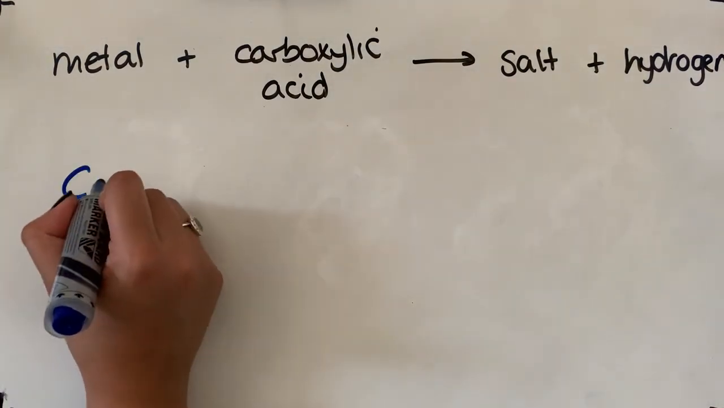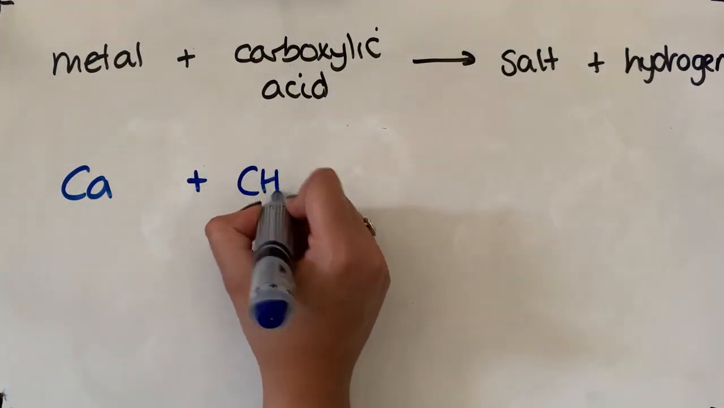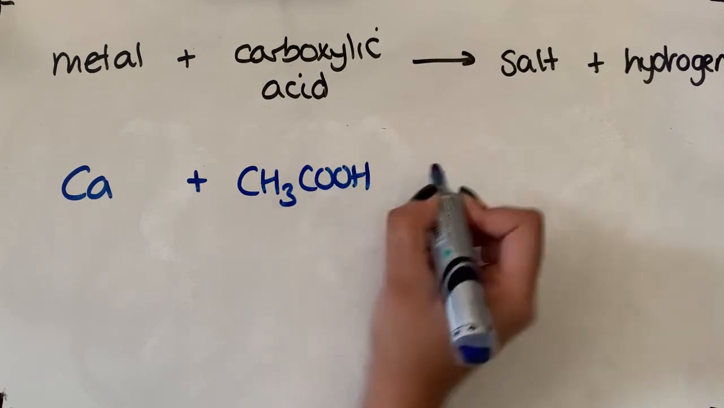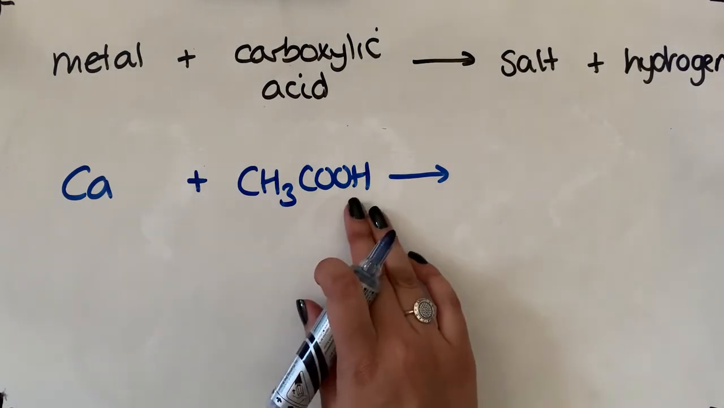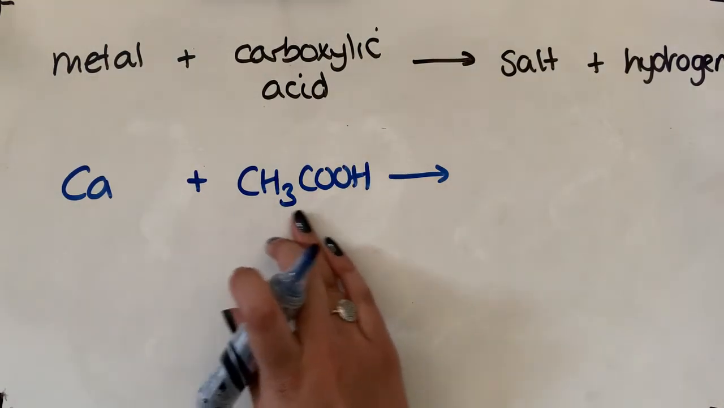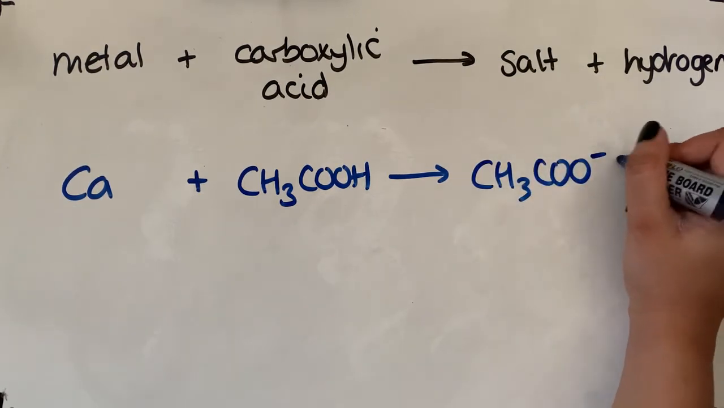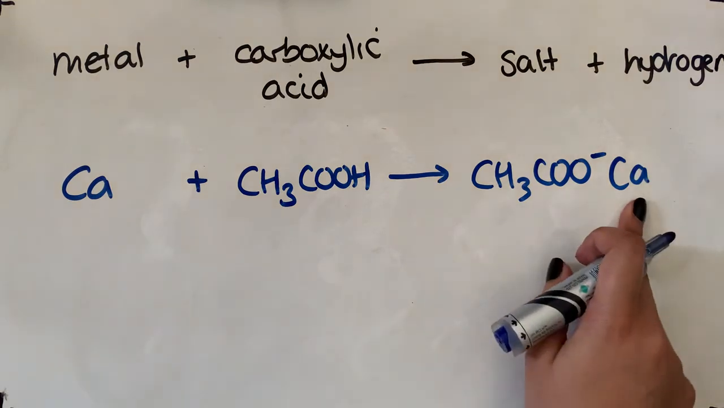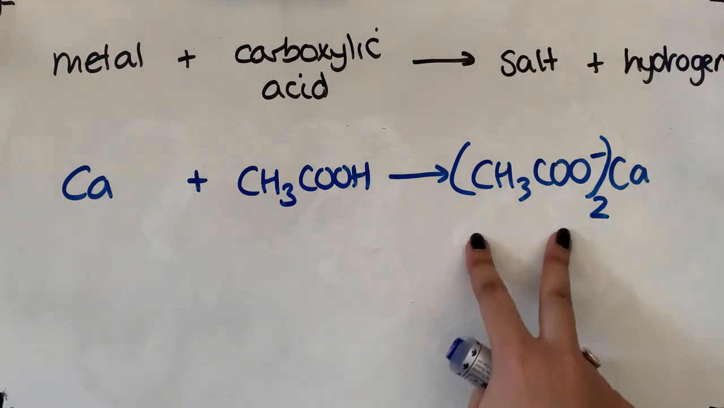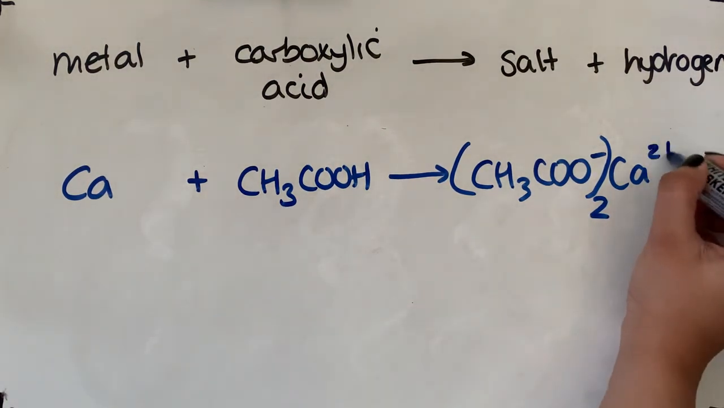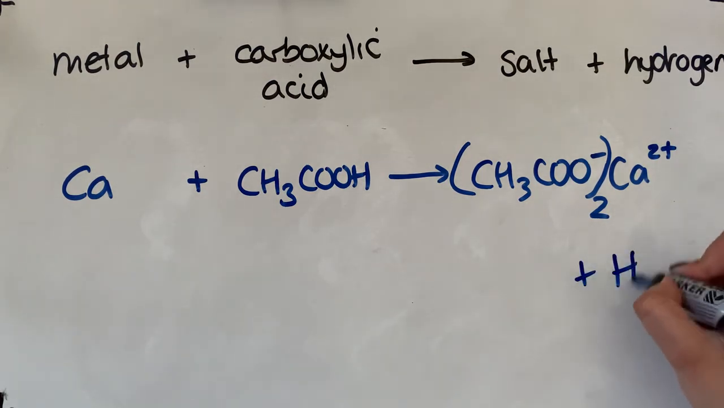So if I add calcium metal to a carboxylic acid, so I'm just going to go for ethanoic acid, like that. That's going to form a salt in this case, so it's going to be that H there that goes away. So the salt has got to be drawn out like so. Remember calcium has a 2+ charge, so therefore we need 2 of the ethanoate ions for 1 calcium 2+. Okay. And we're also going to form hydrogen gas like that.